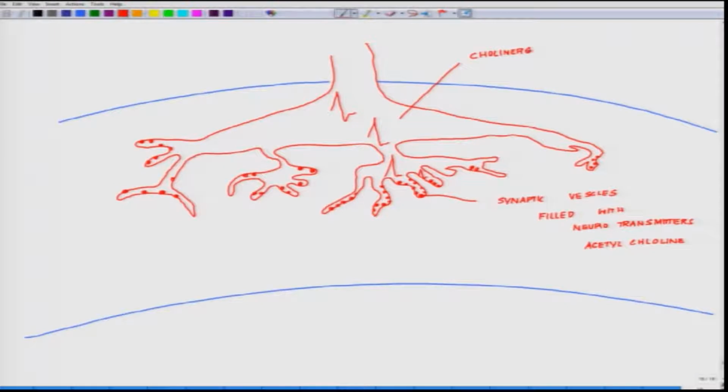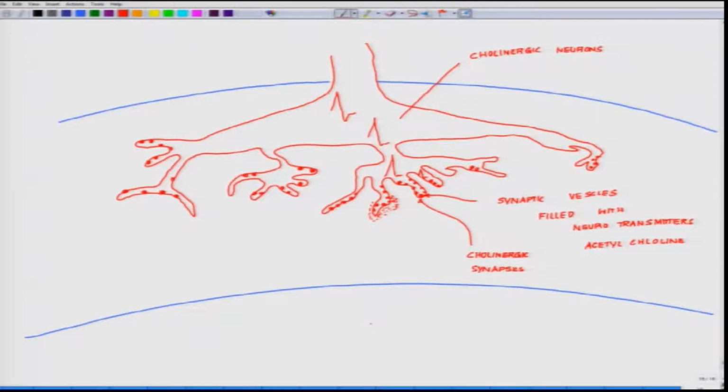Cholinergic neurons or cholinergic synapses. Now, at the cholinergic synapses, when the electrical signal reaches here, these neurotransmitters are secreted at this synaptic space. This is the synaptic space, and if you wanted to see it, it will be more like this. I think this is good enough. These acetylcholine molecules go and bind to the muscle.